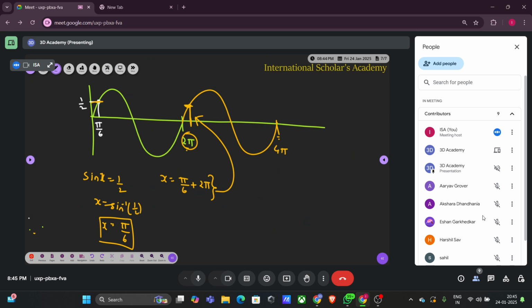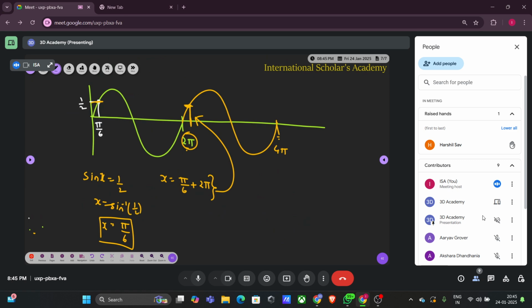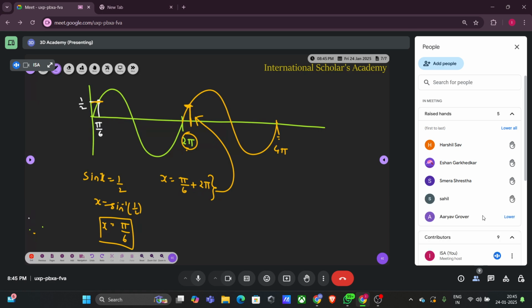How many of you are understanding this? Please raise your hands. Yesterday we were getting confused about why we are adding pi at some places and 2 pi at some places. The logic is very simple. The exact values of sin repeat every 2 pi. Cos also repeats after every 2 pi.